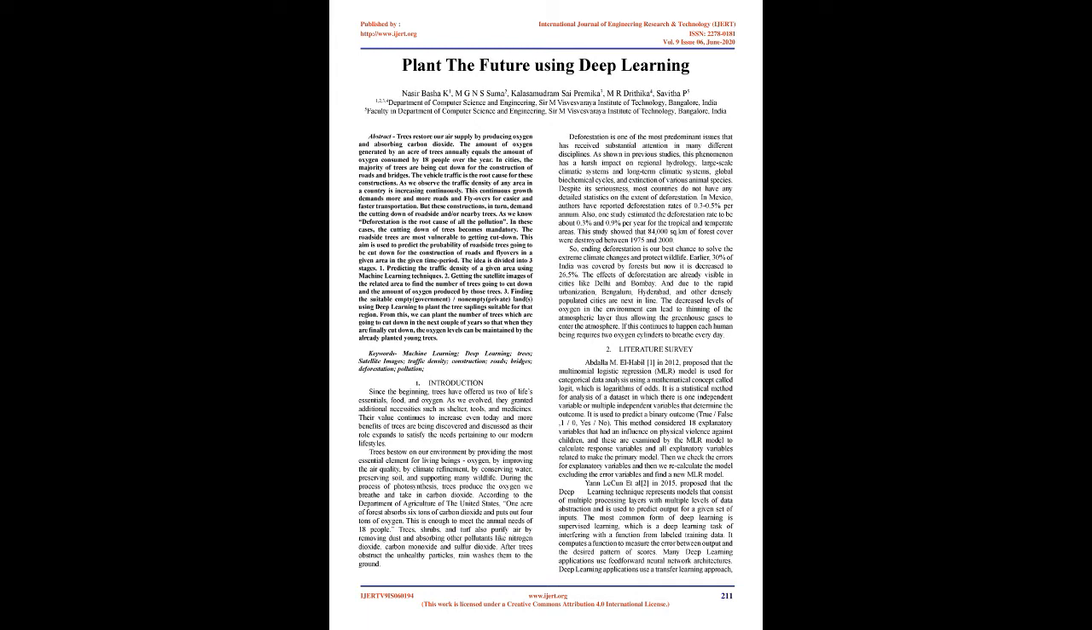young trees. Keywords: machine learning, deep learning, trees, satellite images, traffic density, construction, roads, bridges, deforestation, pollution. 1. Introduction. Since the beginning, trees have offered us 2 of life's essentials, food and oxygen. As we evolved, they granted additional necessities such as shelter, tools, and medicines.